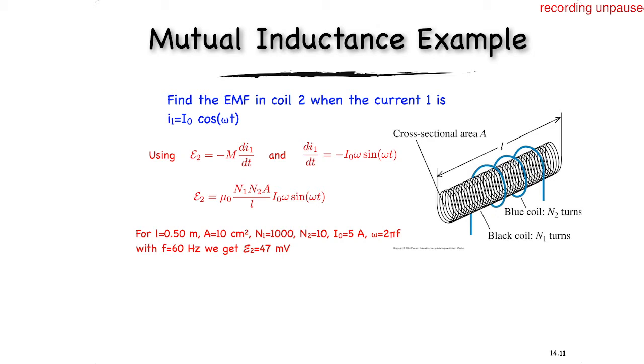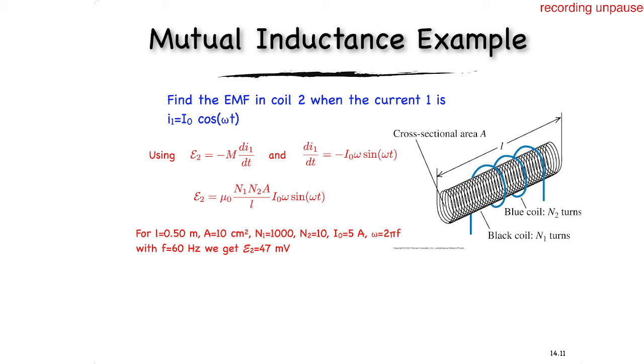So calculating dI/dt is just a matter of taking the derivative of cosine. So we get a minus sign, and then that omega pops out front when you do the chain rule. And now plugging that in here, and plugging in our value of mutual induction that we got on the last page, we get an expression for the EMF in coil 2.